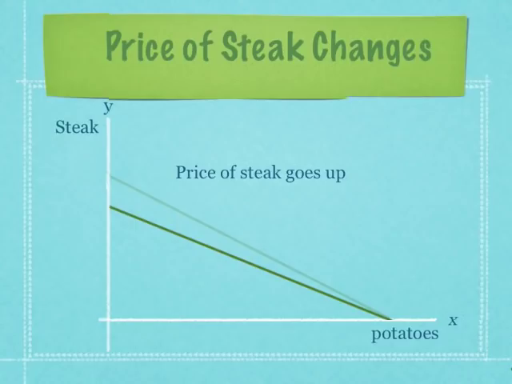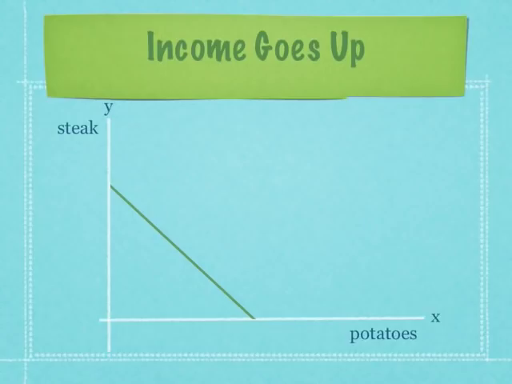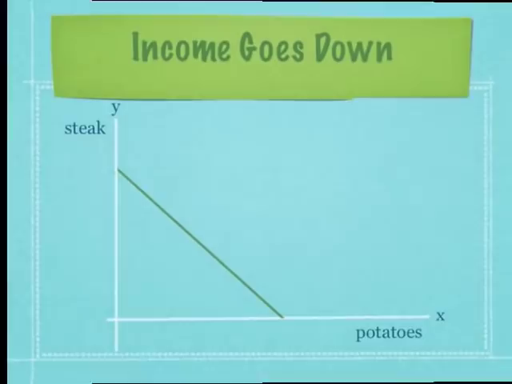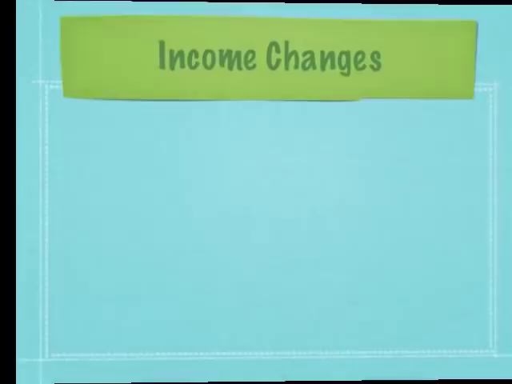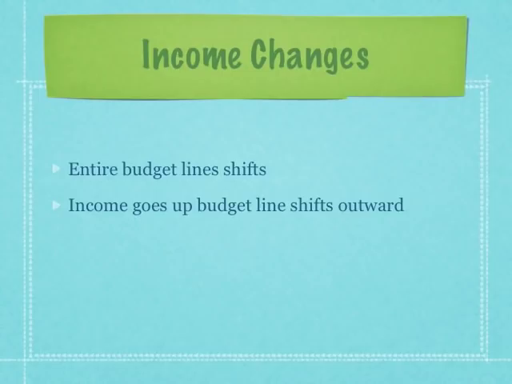Now the next question I have is what happens if income changes? In this case, if income goes up, the entire budget line shifts out, right? Buy more of everything. Income goes down, you can buy less of everything. So you see an entire shift of the line. Income changes, entire budget line shifts. Income goes up, budget line shifts outward. Income goes down, budget line shifts inward.